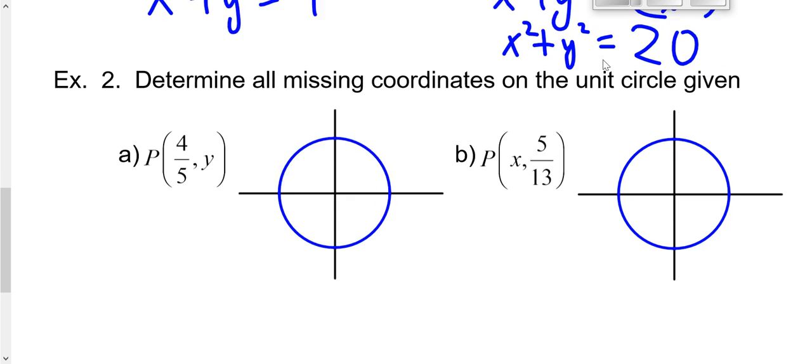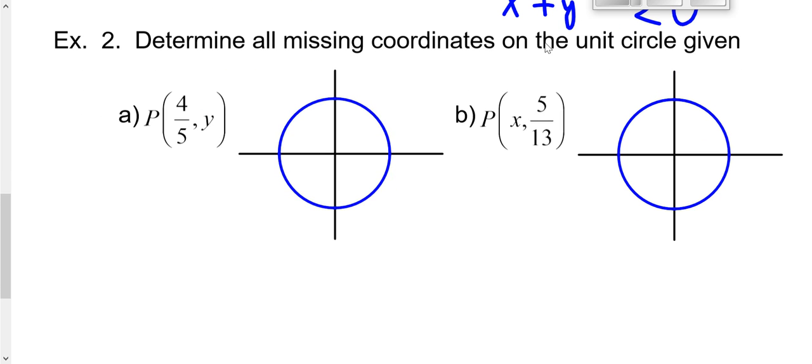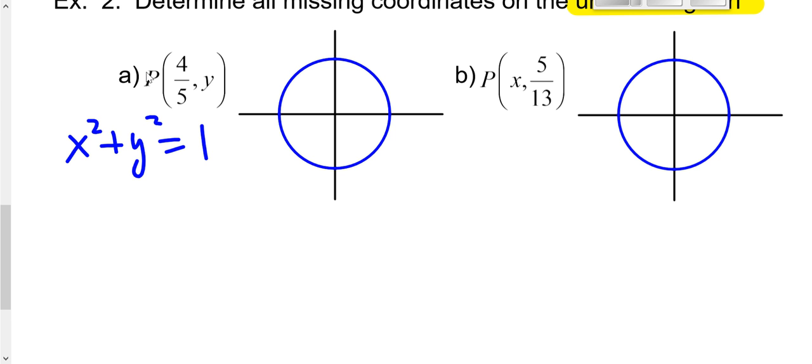Okay, next, determine all the missing coordinates on the unit circle given here. In this case, same idea. You have a point 4/5 and y, and because it is a unit circle, keep in mind this is the key term, unit circle, that means the radius is 1. We're going to take advantage of the same thing again. x squared plus y squared equals 1, and then we plug this in, because this is the coordinate of the point. We are finding this missing coordinate, so my x is 4/5 and my y is the missing y.